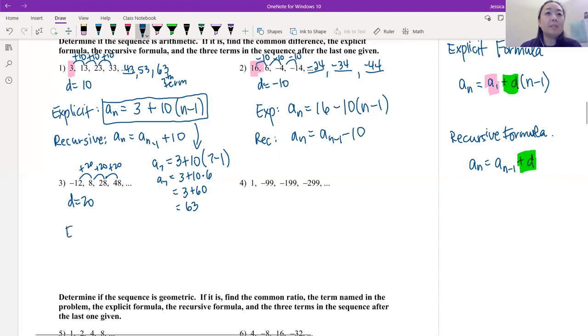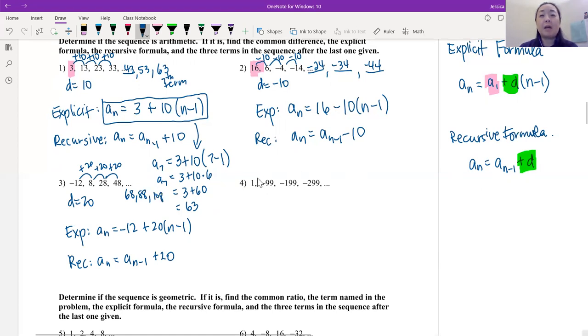So explicit is a sub n is equal to -12. That's our first term, plus 20 times n minus 1. And what is it called? Recursive is that whatever the term we want, we get that by doing the previous term, a sub n minus 1 plus 20. Whatever the previous term is, we just add 20 to it to get to the next term. There we go. And the next three terms are going to be 68, 88, and 108, right?